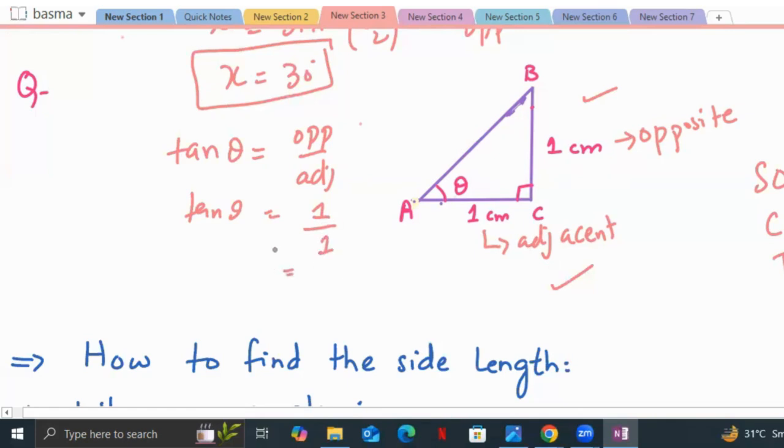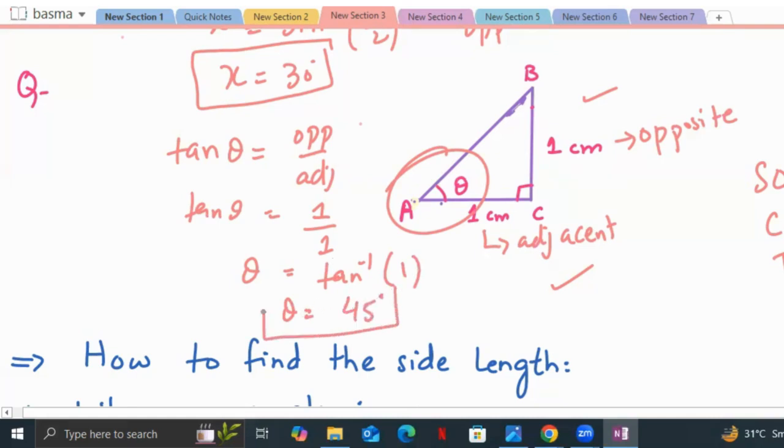Again the same rule: when you move the tangent to the other side, it becomes reversed, because we want theta, we don't want tangent of theta. So you move tangent to the other side and it becomes tan inverse of 1 on 1, which is 1. So tan inverse 1, you can do it on your calculator. It is going to be 45 degrees. So this angle theta, the angle at A, is 45 degrees, fine?